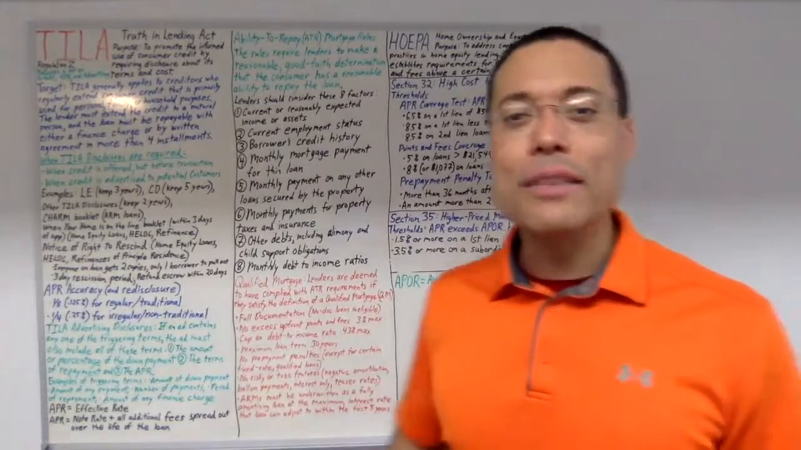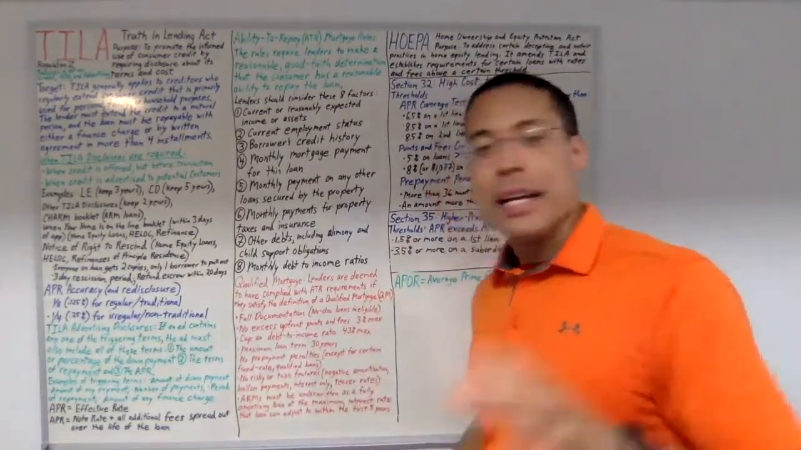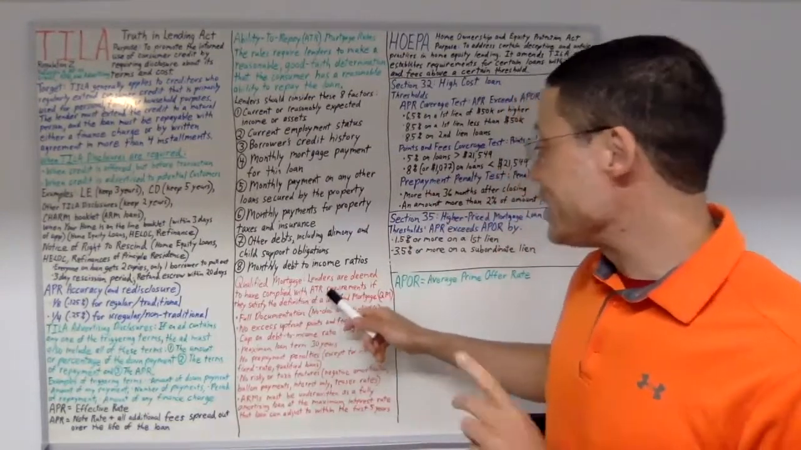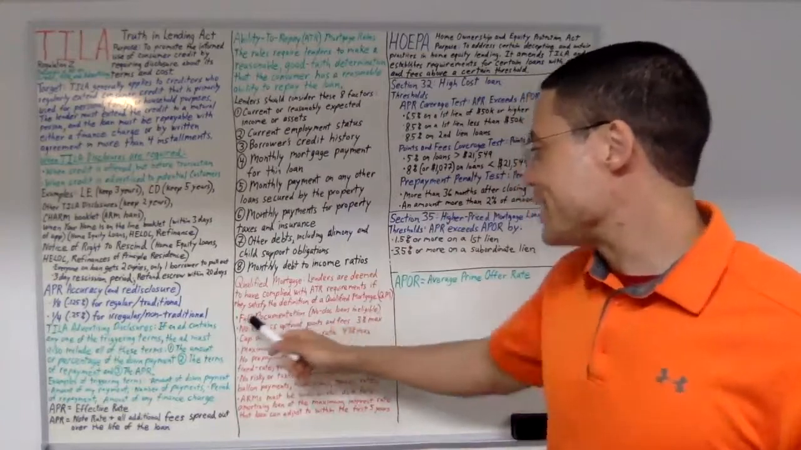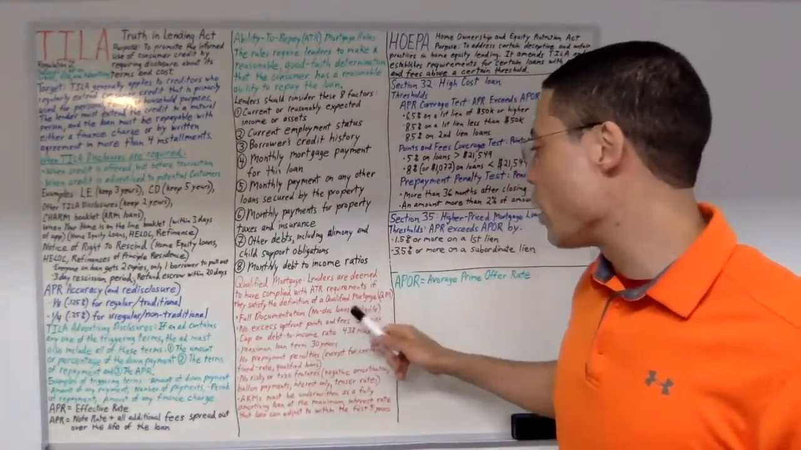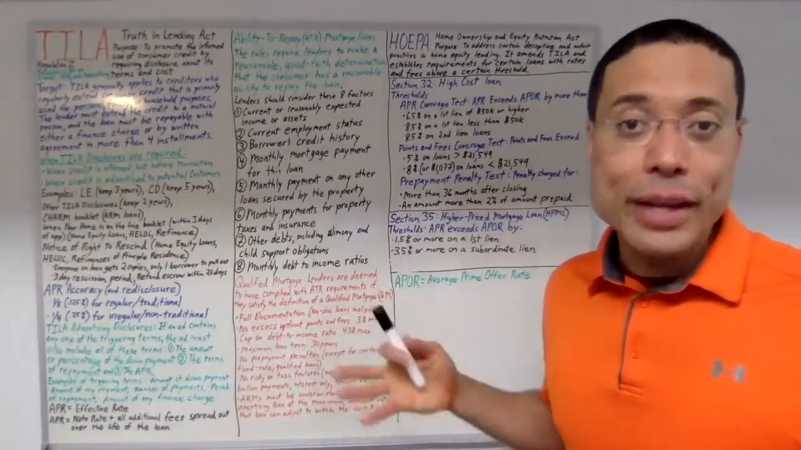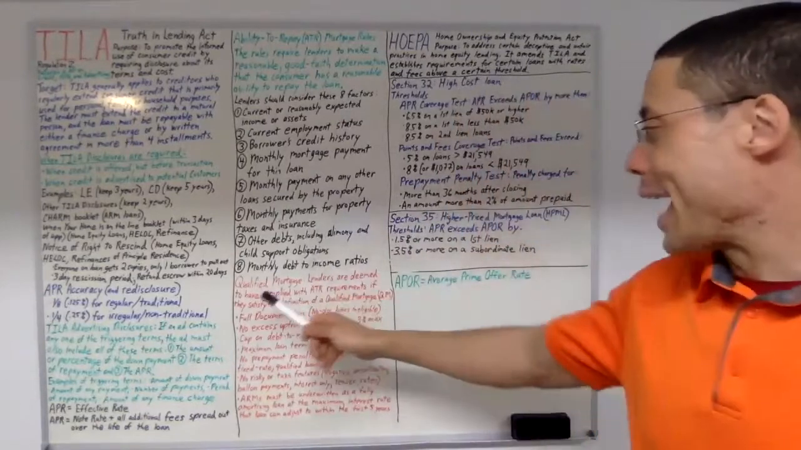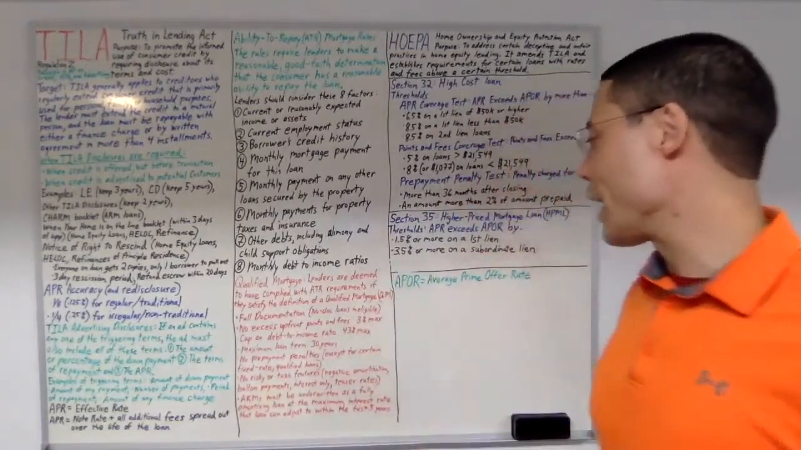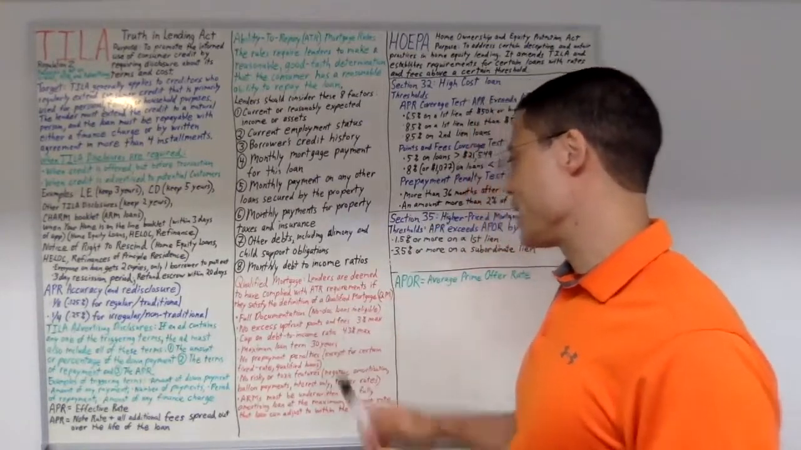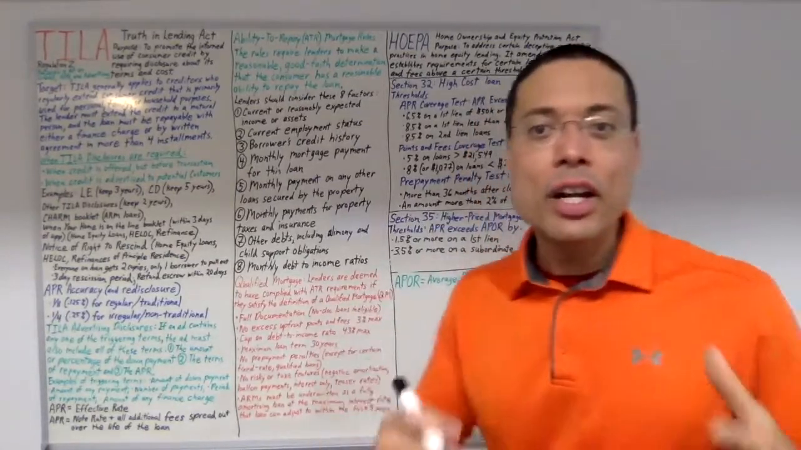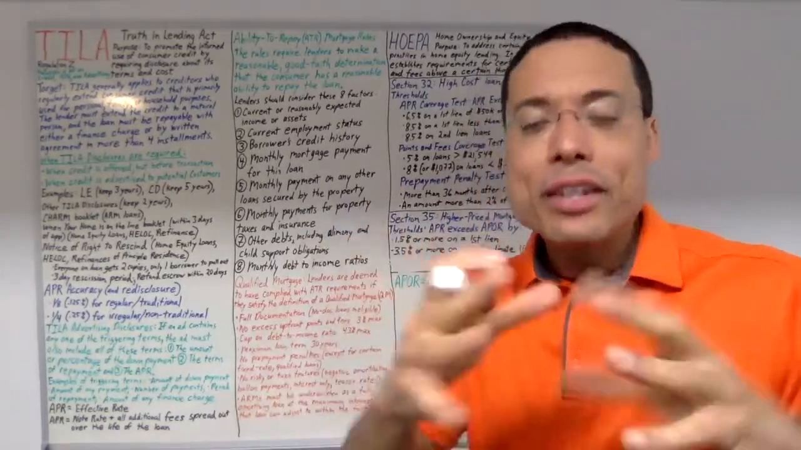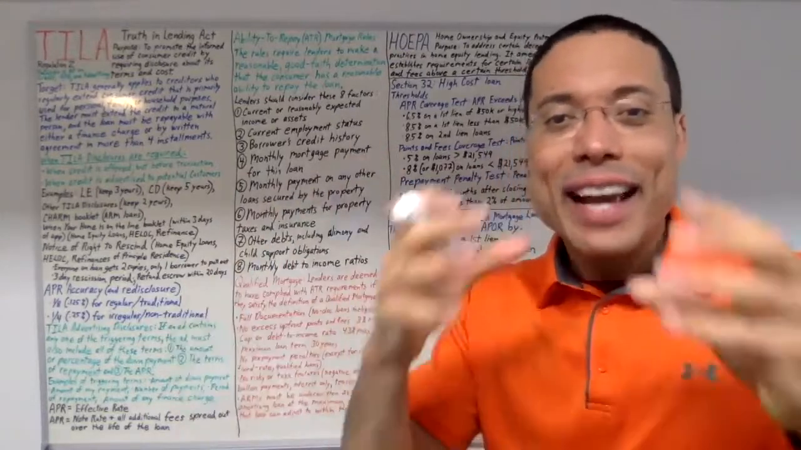Now, let's talk about qualified mortgages. Lenders are deemed to have complied with ATR requirements if they satisfy the definition of a qualified mortgage, which is also called a QM. Here are some things a mortgage must have to be considered a qualified mortgage.